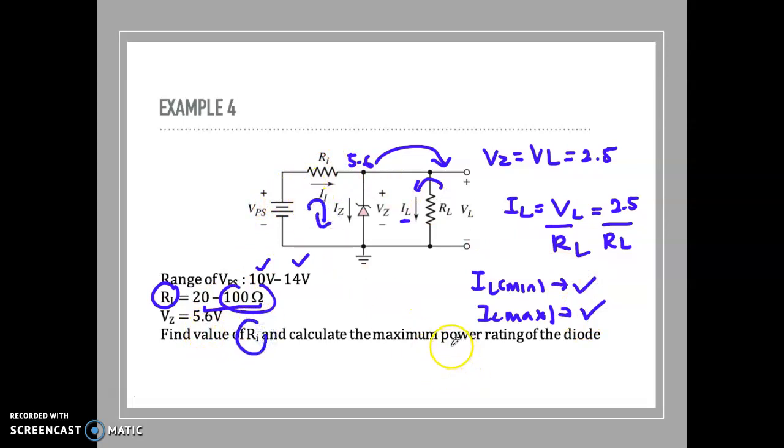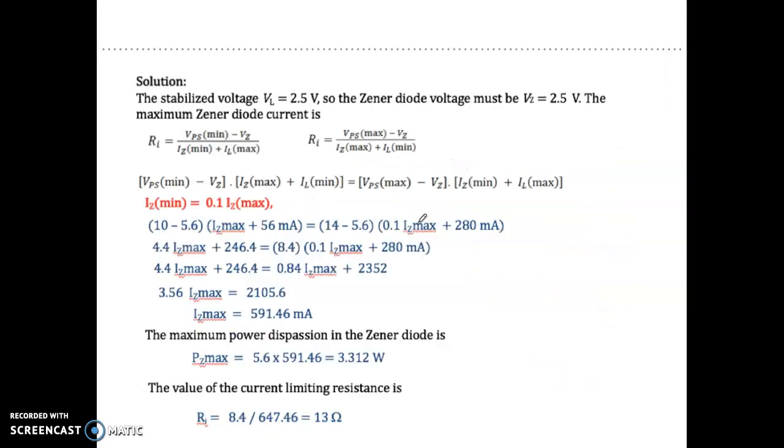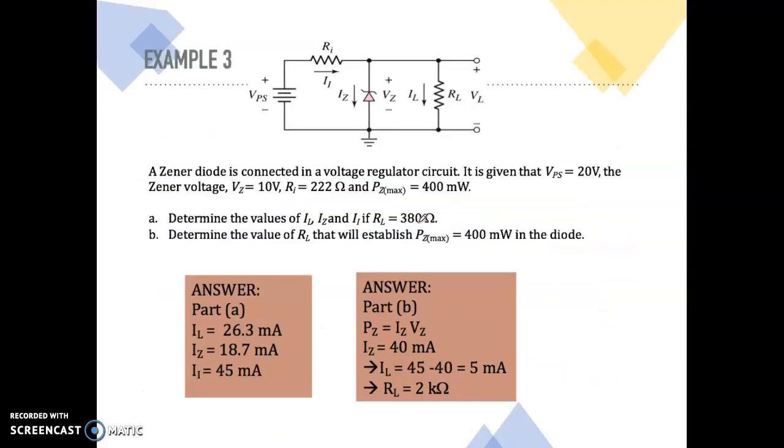The second part asks for the maximum power rating. This is the power dissipation of the zener diode. Again, use this formula: IZ maximum multiplied by VZ. Okay, so try to solve this question by yourself. Here is the answer. And we have another question here.